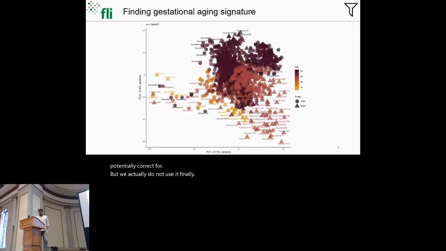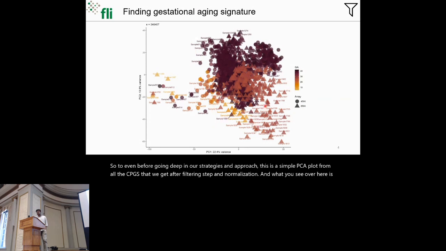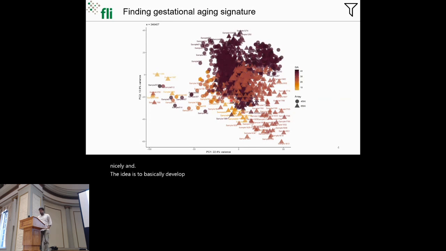So even before going deep into our strategies and approach, this is a simple PCA plot from all the CpGs that we get after the filtering step and normalization. What you see over here is that you basically don't see any gestational aging pattern. Samples don't really cluster very nicely. And the idea is to develop the feature selection step in a way that can help improve this signal of gestational age from here on.